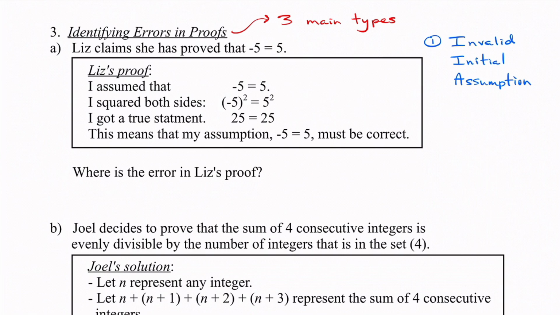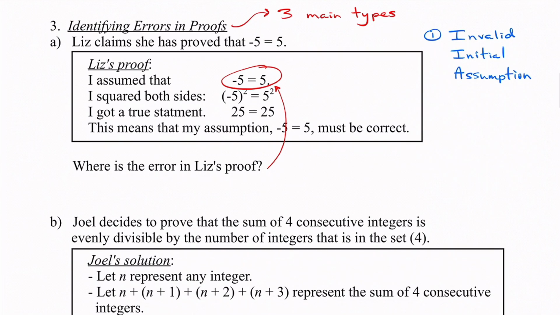And to answer the question, where is the error in Liz's proof? That error is right in the first line. That right there is an invalid initial assumption. Okay, so that's the first type of error. We're going to see a second type of error in part B here.